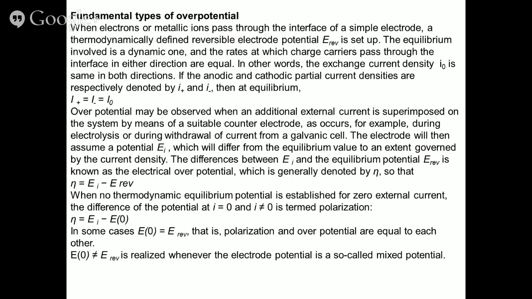When no thermodynamic equilibrium potential is established for zero external current, then the difference of the potential at I equal to 0 and I not equal to 0 is termed polarization. Eta is also called the polarization. It is EI minus E0. In some cases, E0 is equal to E reversible, that is, polarization and overpotential are equal to each other. That is why we have defined overpotential and polarization as similar concepts. E0 not equal to E reversible is realized when the electrode potential is a so-called mixed potential.